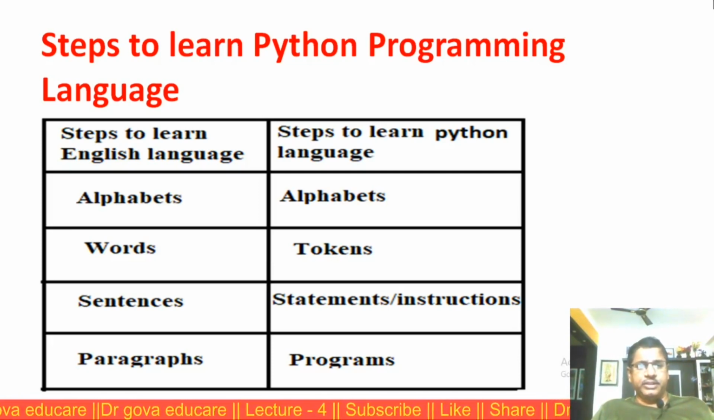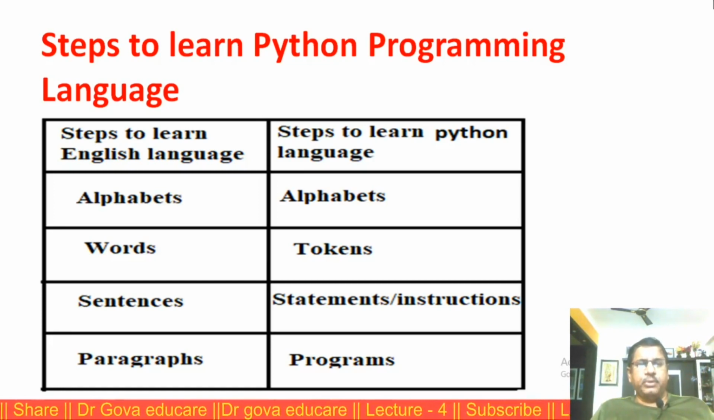In the first step, before learning any language, say English, first we have to learn alphabets. In Python programming, we have to learn alphabets. In the second step, one or more alphabets can be grouped together to form meaningful words. In Python programming, these meaningful words are called tokens.